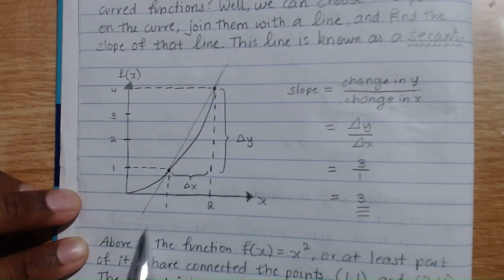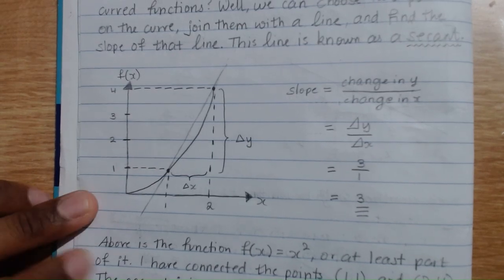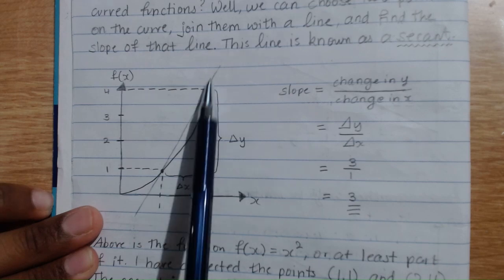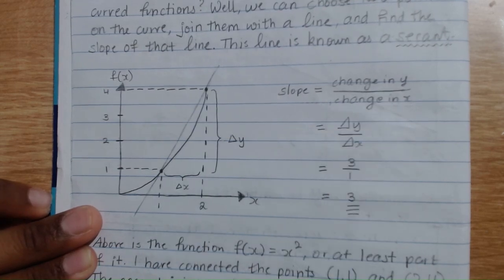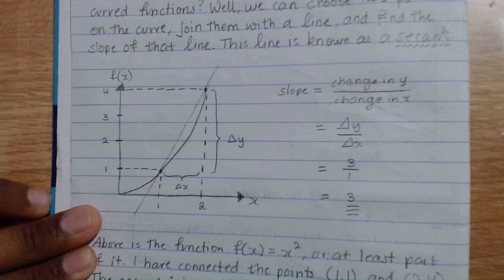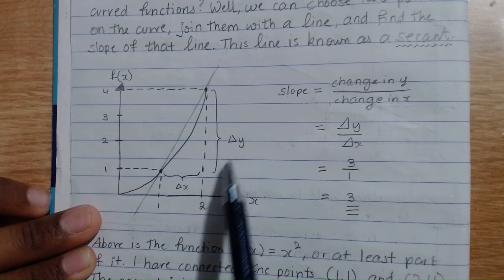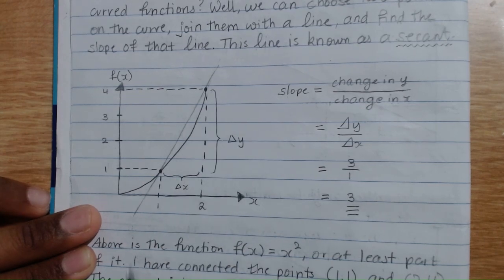It only intersects the graph at (1, 1) and (2, 4). So I'm going to calculate the slope of this secant line. The slope is equal to change in y over change in x, equal to delta y over delta x, which is equal to 3 over 1. And I got that 3 from here. That's that delta y, which is 4 minus 1.